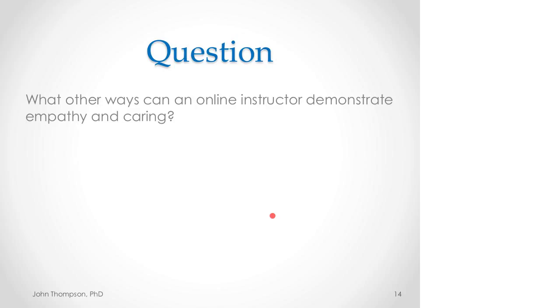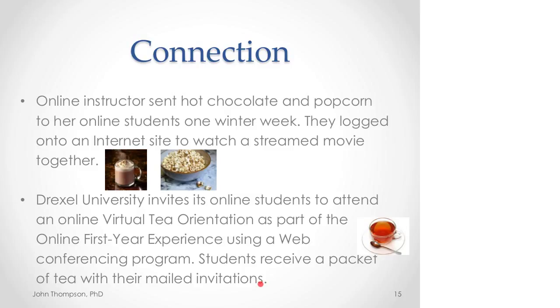So the idea is that empathy and caring just don't happen. Some people are just naturally empathetic and caring people. Others have to work on it a little bit more. But it starts with being made aware that that's something we should be caring about. You should be caring about being caring, I guess. So connection. Here's a couple examples. These have been around on the internet for a while, but oldies but goodies.